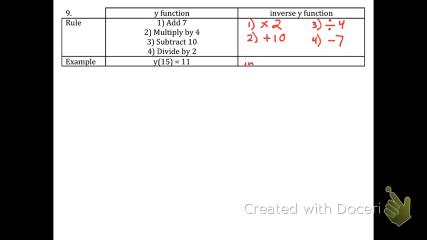And let's see, the inverse y function, if I put the number 11 in there, let's see what happens. 11 times 2 is 22. Then you add 10, you get 32. You divide by 4, that gives you 8. And then you subtract 7, that gives 1. Which makes me think I did something wrong, because it should be 15.